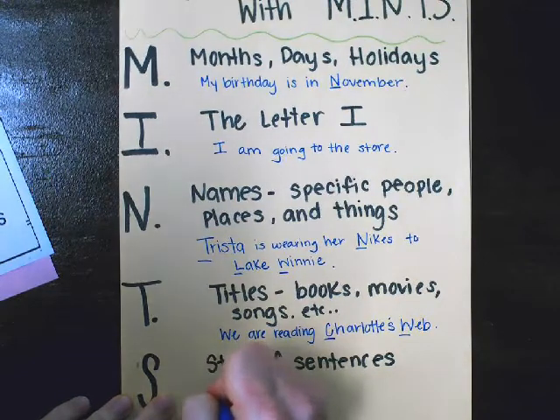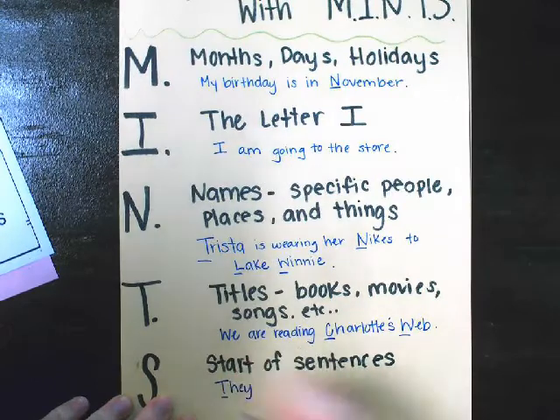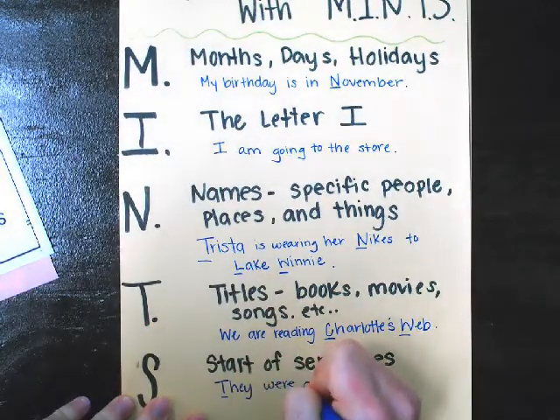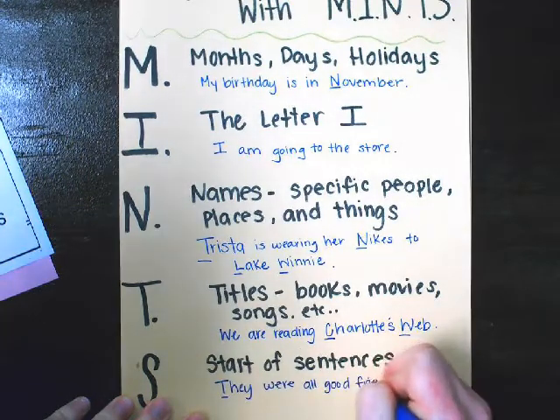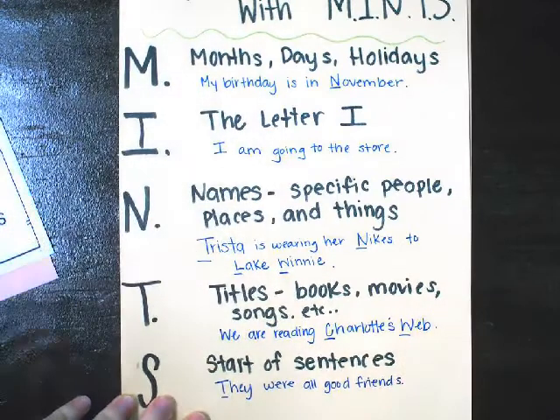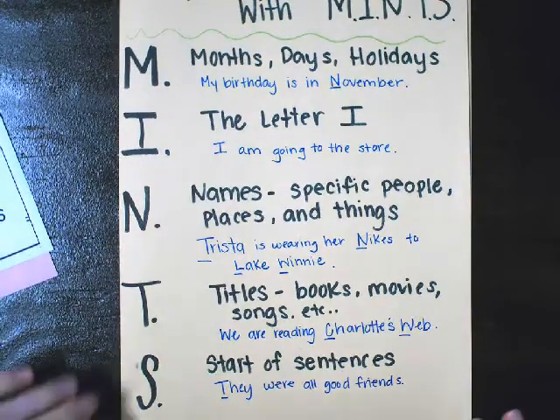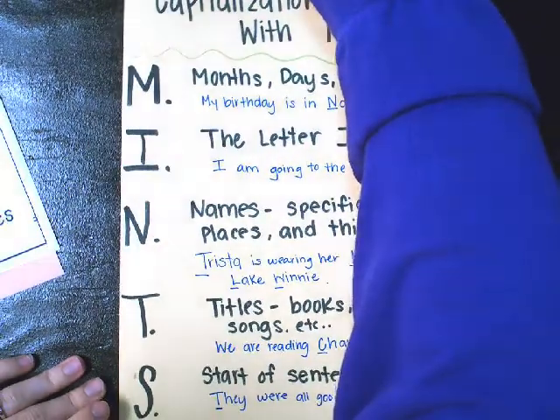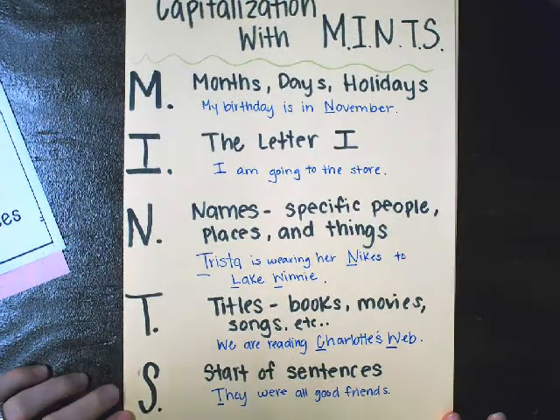And my sentence is going to begin with the capital T for they, because the T is the beginning of the sentence. They were all good friends. I'm going to end that with a punctuation mark called a period. Now zoom out. Okay, so here's our anchor chart.